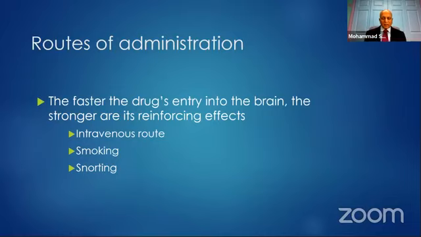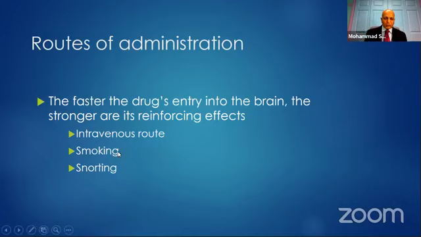So what is the fastest route of delivering drug to the brain? It's intravenous. Why? Because when a needle is used to push the medicine into the bloodstream, it doesn't have to go to the stomach. It doesn't have to go through any other organs. It directly travels through the blood and reaches the brain.